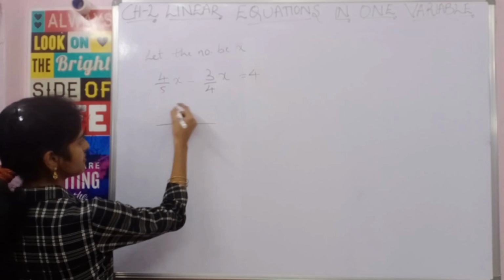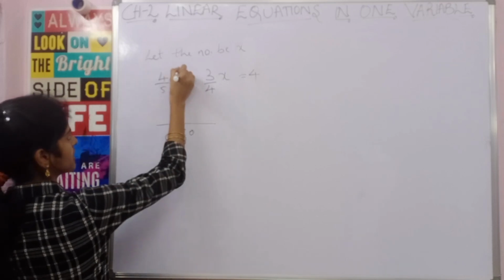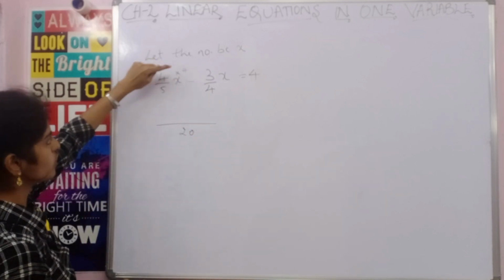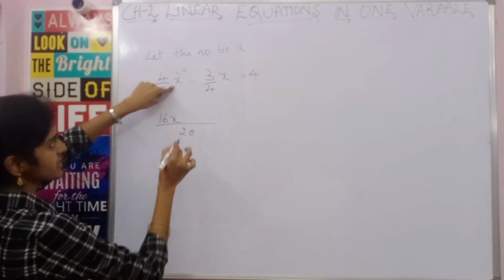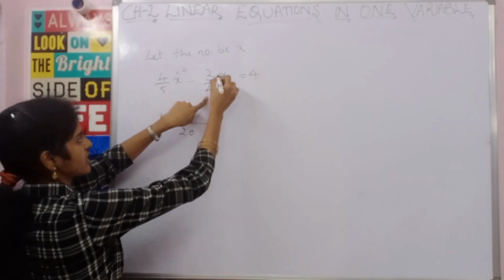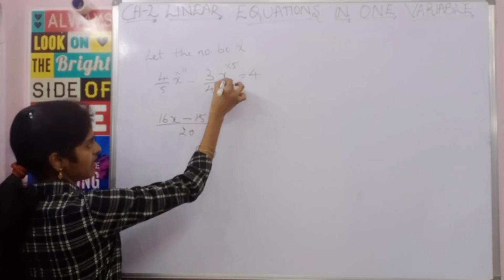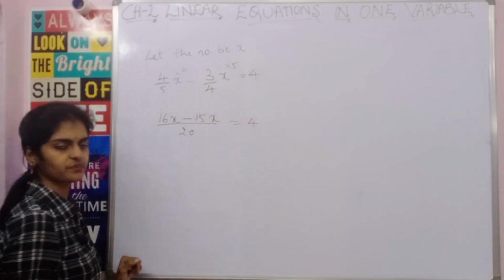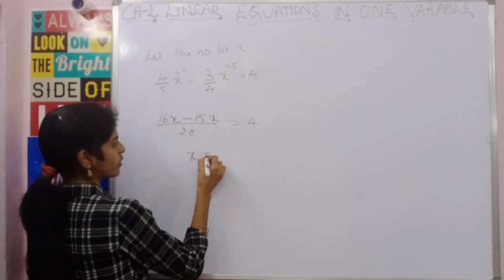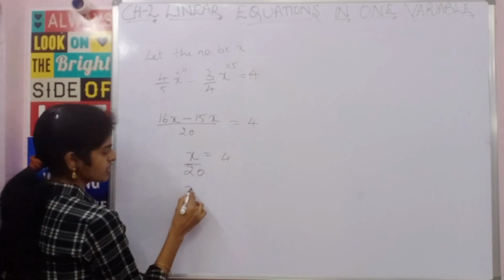So taking LCM of 5 and 4, you have 20. 5 4s are 20, so here the numerator should be multiplied by what? By 4. So this is nothing but 4 4s are 16x. You have x also in the numerator, don't forget. Minus, here it is 4 5s are 20, so here also you will multiply by 5. So 3 5s are 15x, and you have equal to 4. So this is nothing but 16x minus 15x is x, over 20 in the denominator, equal to 4. So I want the value of x.